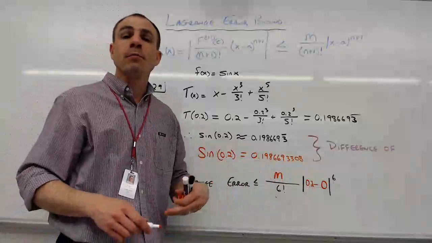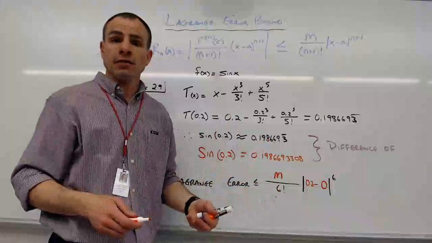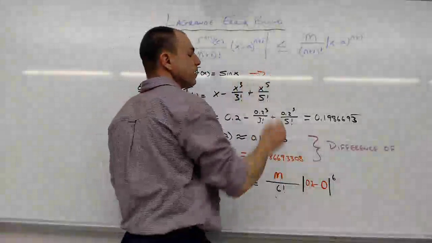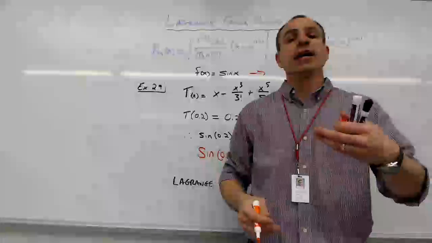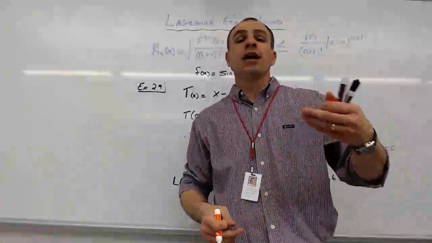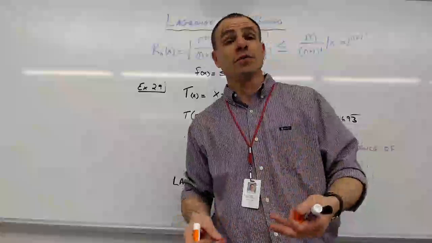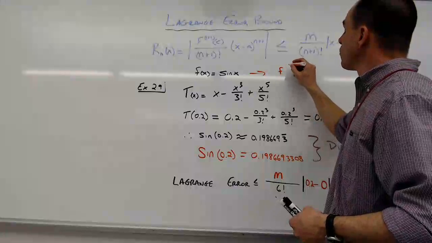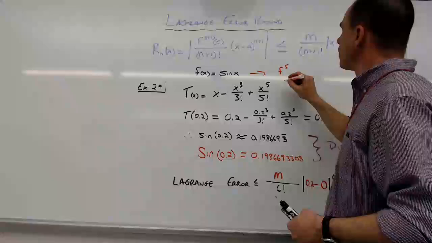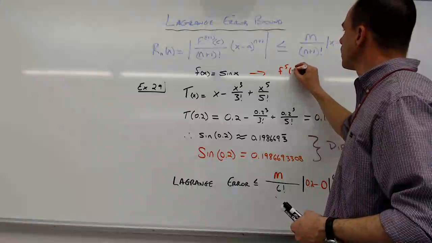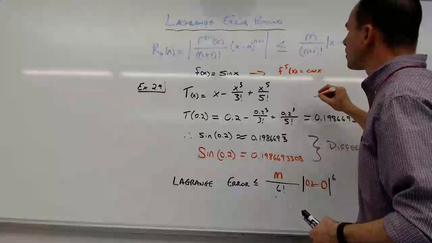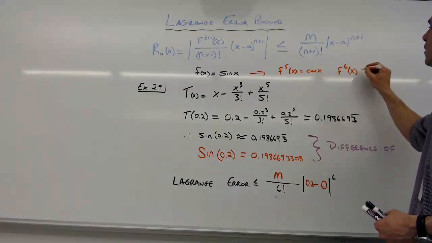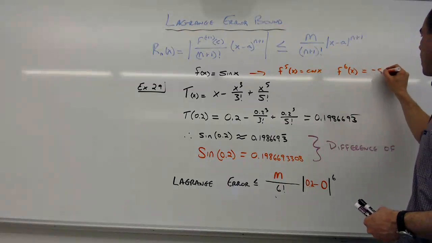Now m is going to be the maximum value of the next derivative. We've already worked through our derivatives for sine. We know that f of x is sine x, f prime is cosine, f double prime is the opposite of sine, and f triple prime is the opposite of cosine, and then the 4th derivative sends us back to sine. So our 5th derivative is cosine, and our 6th derivative would be equal to the derivative of cosine, which would be the opposite of sine x.